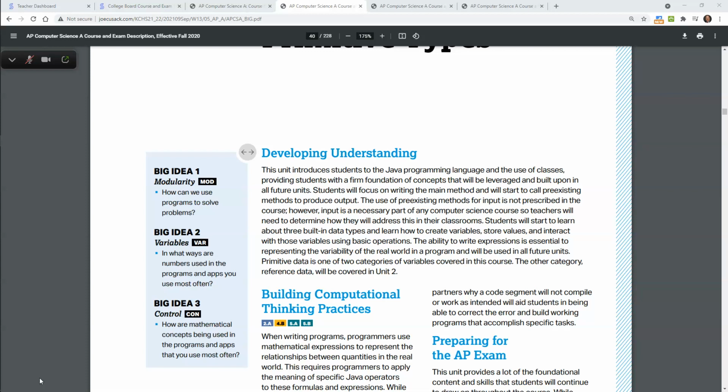Developing understanding. The secret word here is Klein-Collins football team.